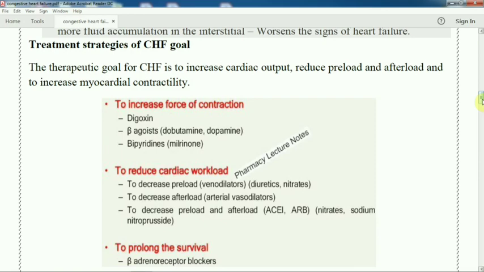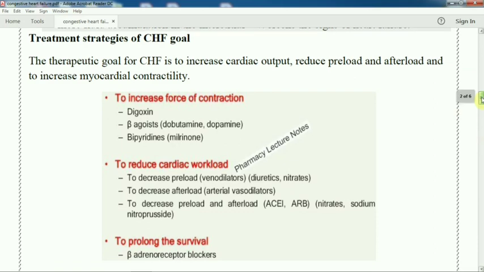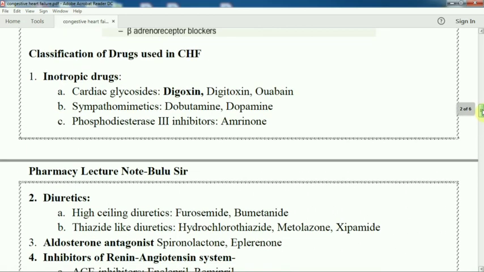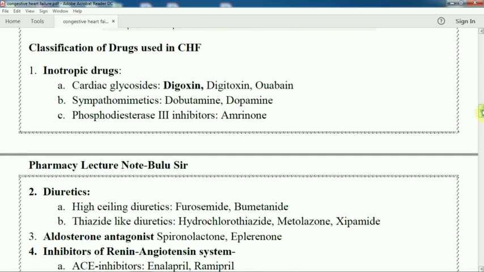So these are the drugs we can target in a congestive heart failure patient to increase the cardiac output, reduce preload, afterload, and increase myocardial contractility. So this is the treatment strategy. Now, classification of drugs used in congestive heart failure.